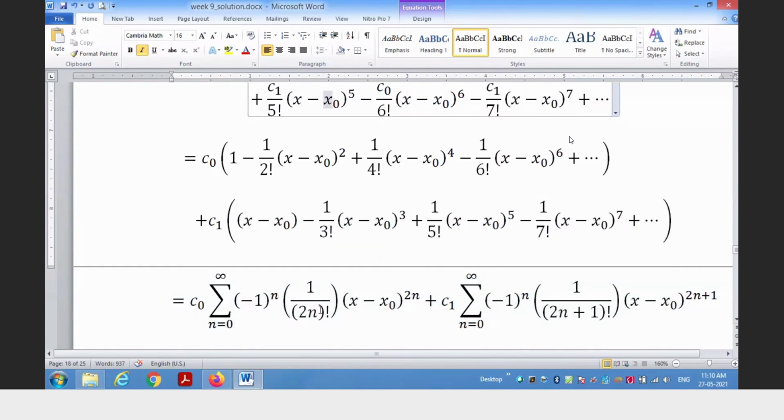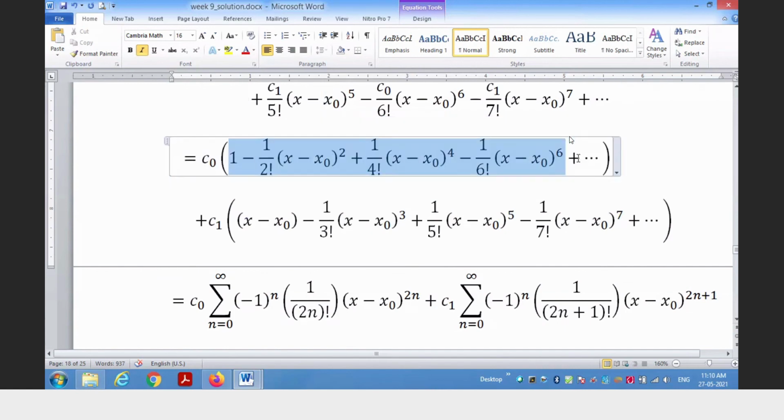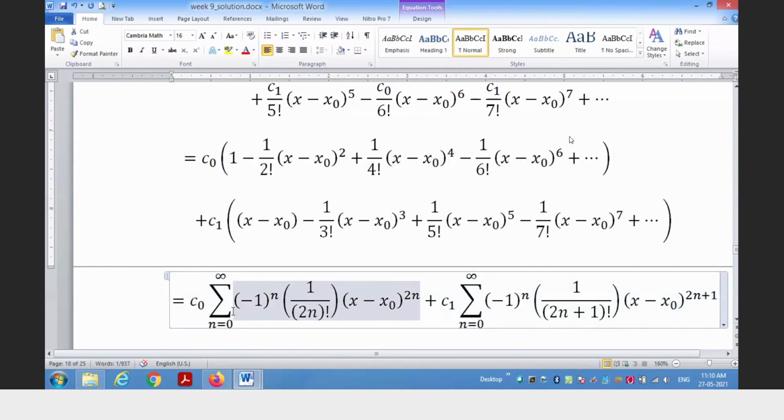And then you can write this series as these summations. You know that this one is plus minus plus minus, it is an alternating series. So that's why you have minus 1 to the power of n. This is an alternating series.